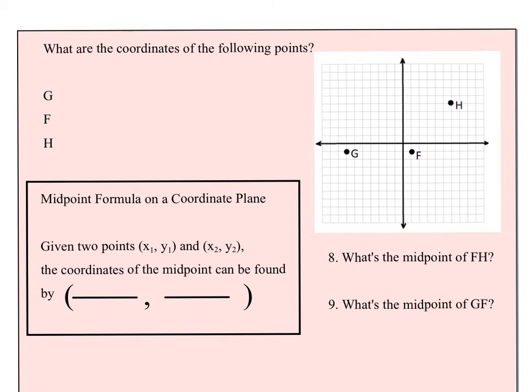So let's figure out kind of where we're dealing with. So G is located here. So that'd be 1, 2, 3, 4, 5, 6, 7. So that'd be -7, -1. F is located here. So that will be 1, -1. H is up here. So that's 1, 2, 3, 4, 5, 6, 1, 2, 3, 4, 5.